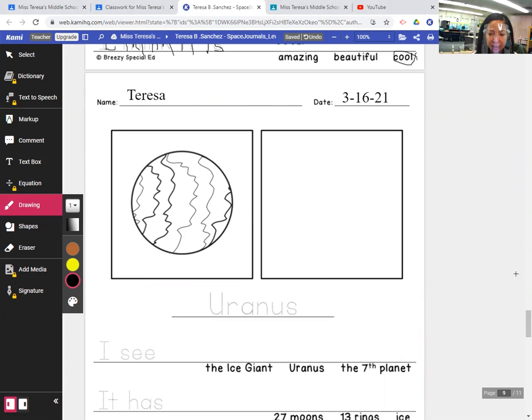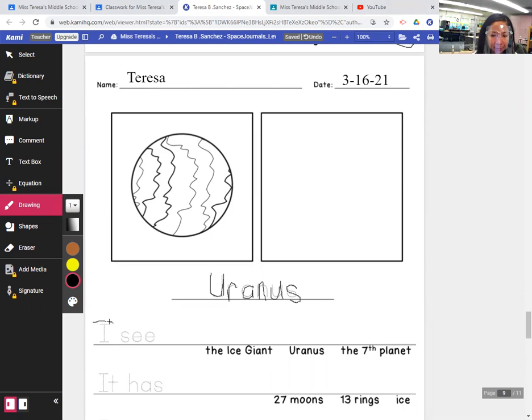Okay, so the title of the page is Uranus. That's the name of the planet. So we're going to trace the name. So it's capital U-R-A-N-U-S. Uranus. Okay.